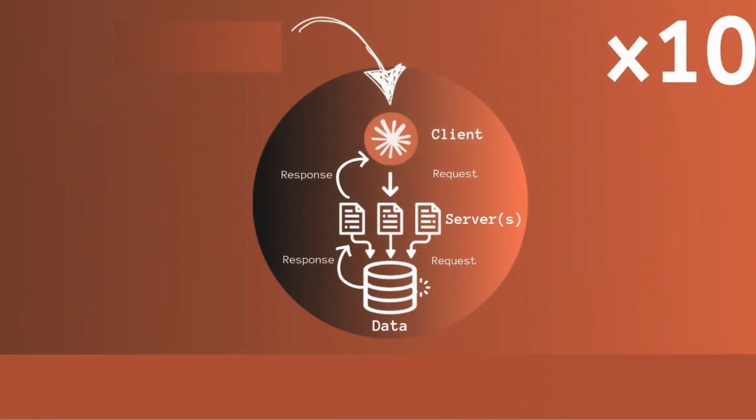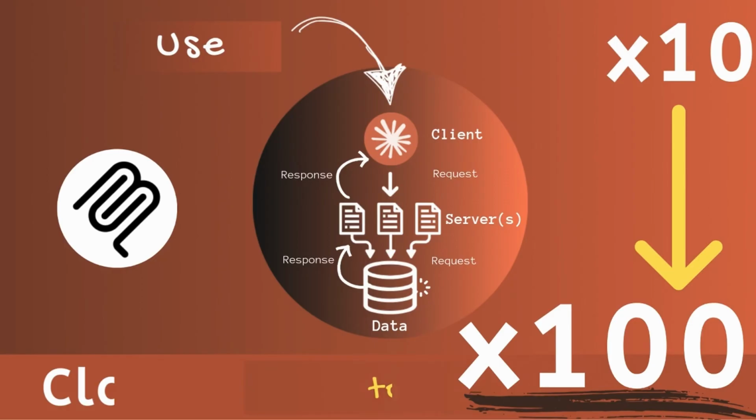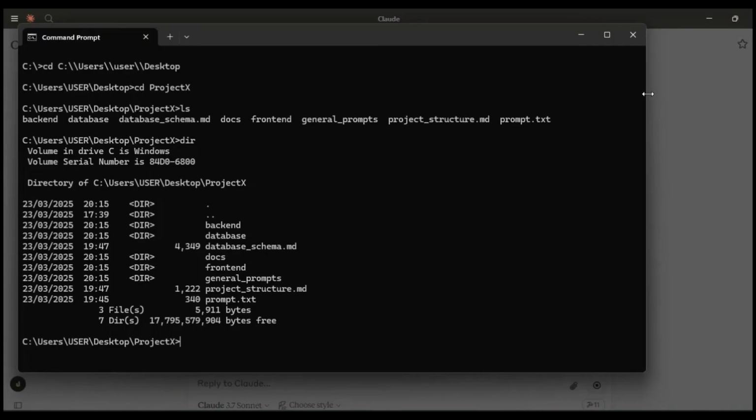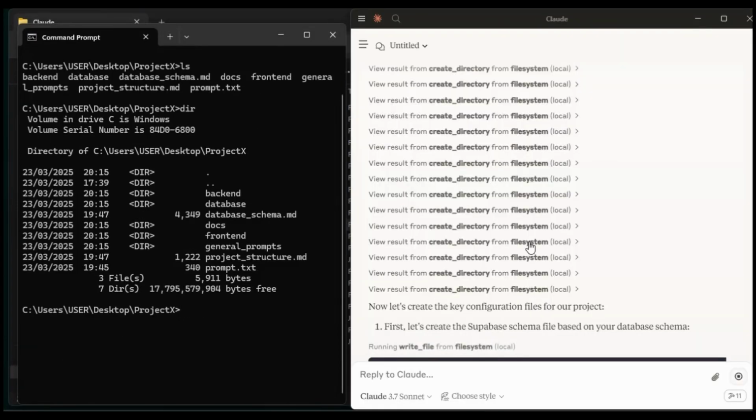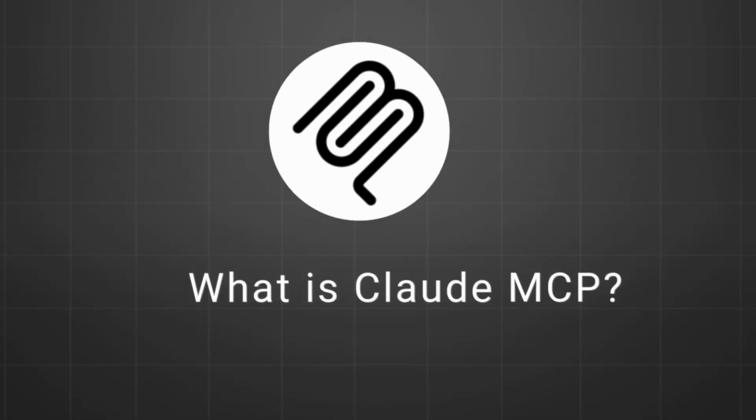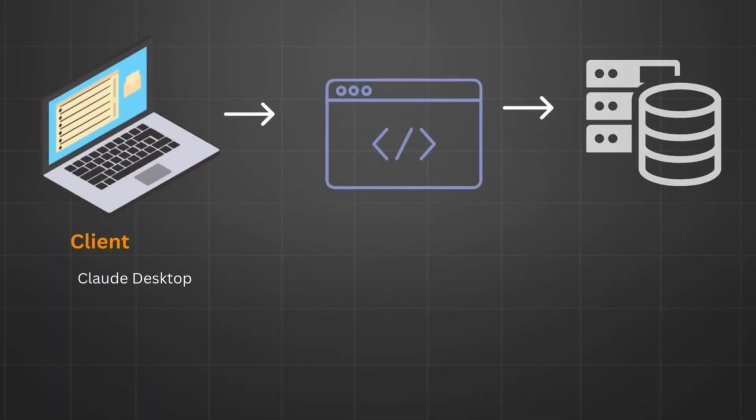The difference between 10x and 100x coding with AI is 10 times the performance, context, and speed. To take your average 10x AI coding to 100 times better, you need Claude MCP, Model Context Protocol. But what's Claude MCP? If you're not familiar with Claude MCP, in this video, I'll open your eyes to a whole new level of coding possibilities using this new protocol.